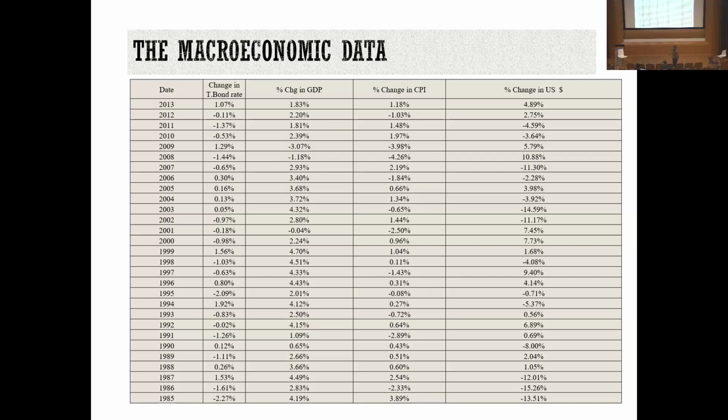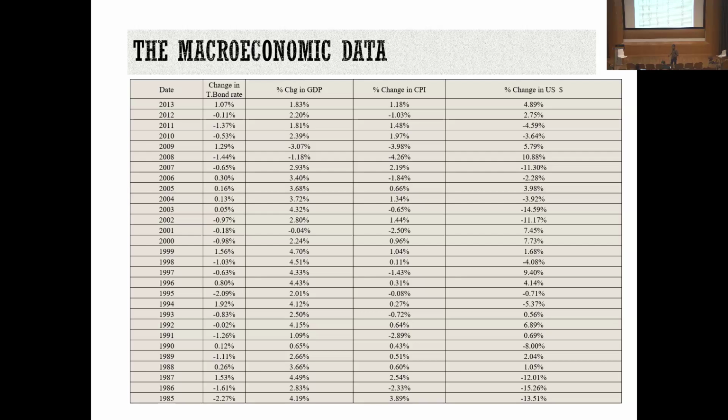So that's a percentage change in the 10-year T-bond rate. I want to be specific, or the T-note rate, if you prefer to call it by its right name. The second is a percentage change in real GDP every year. What does that capture? It captures how the real economy is doing. When that number is negative, you have a recession. When it's positive, you're growing, and the larger the number, the more you're growing.